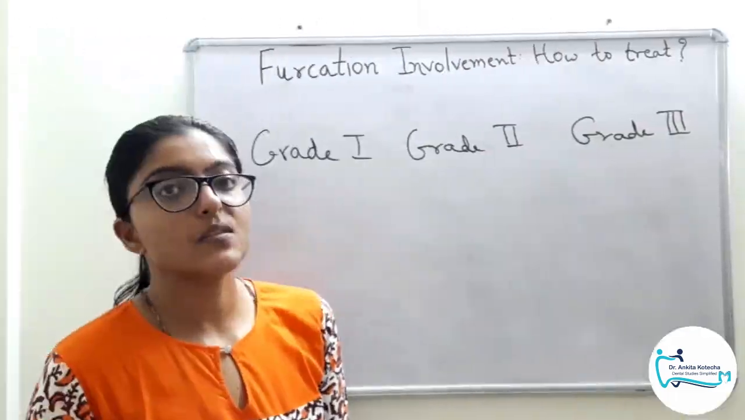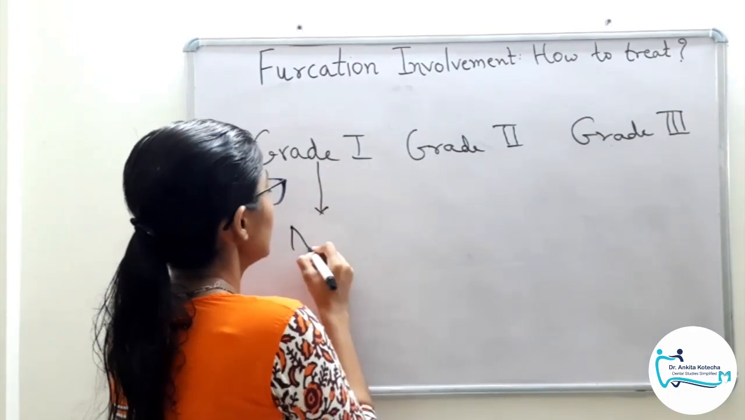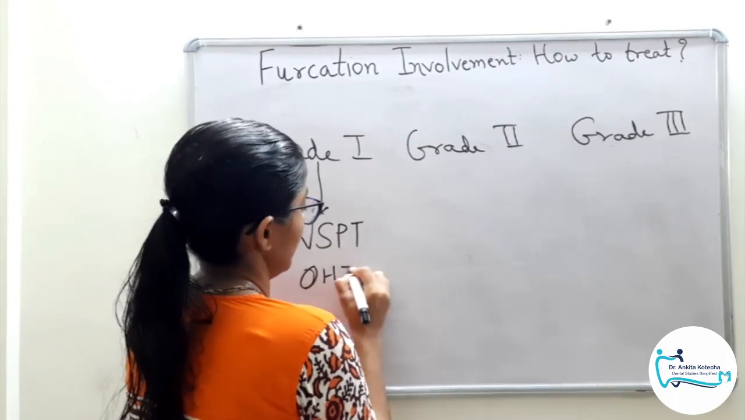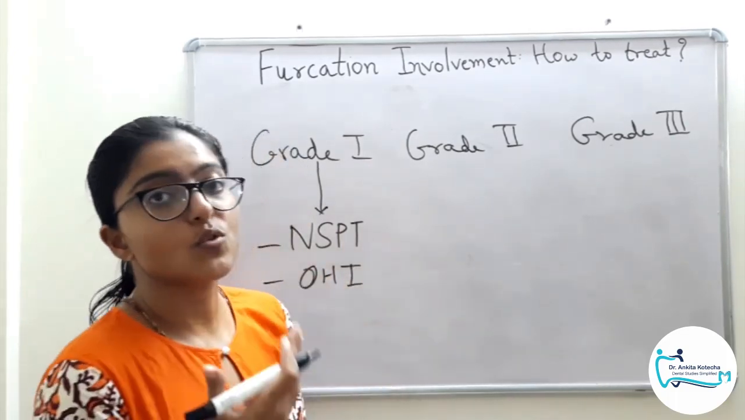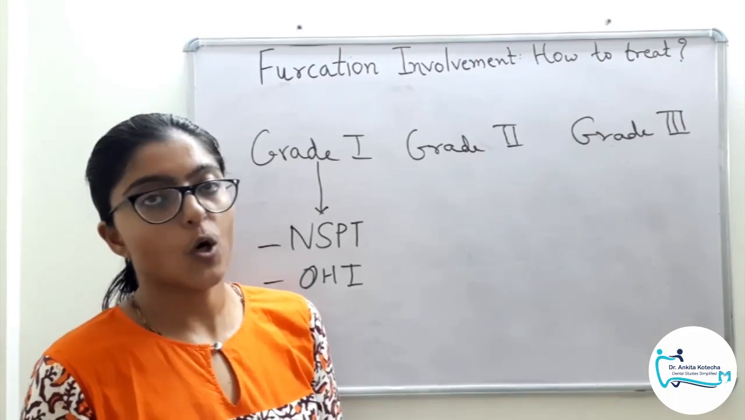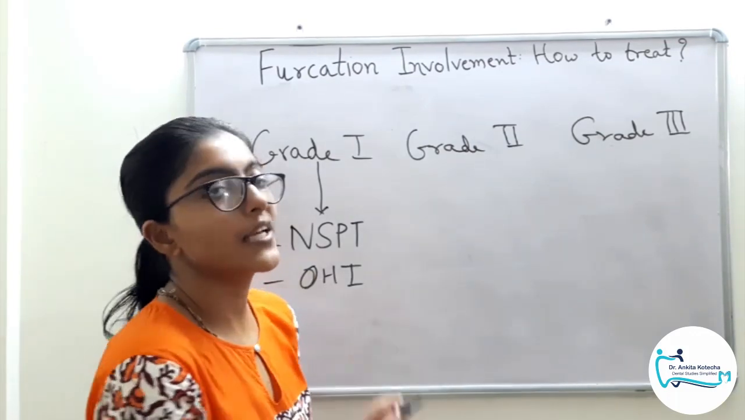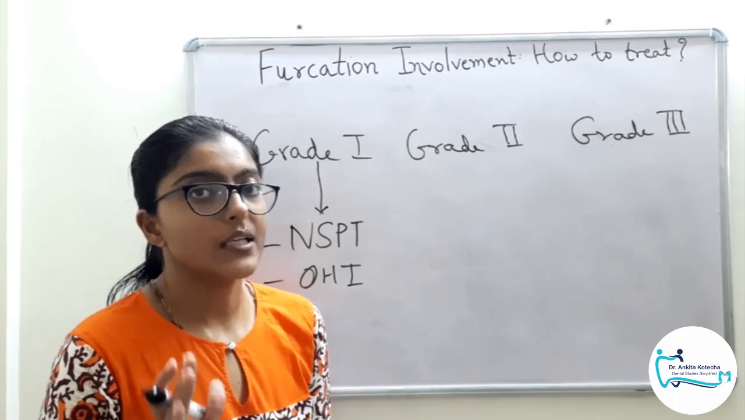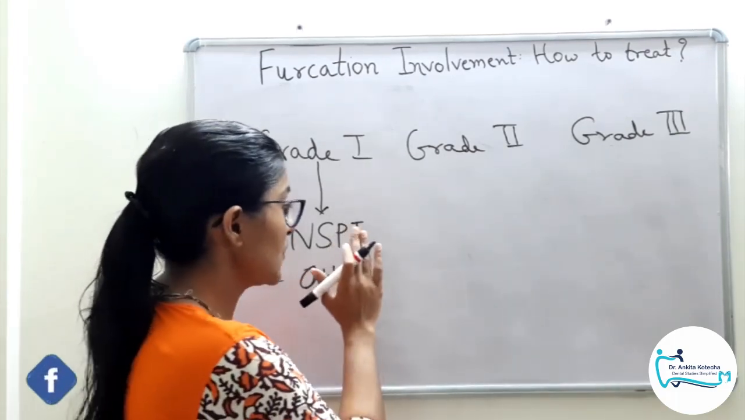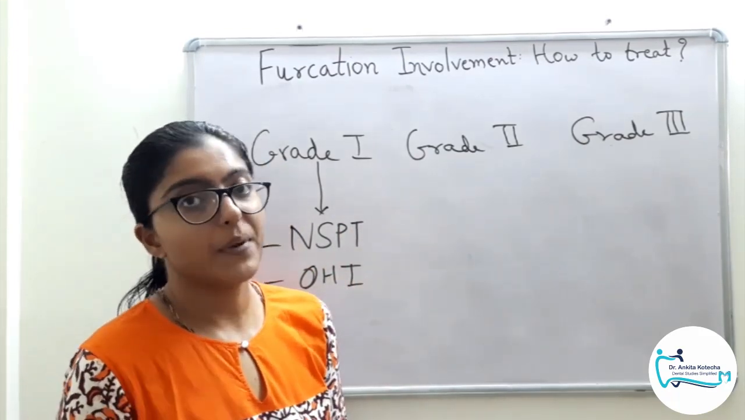So grade 1 is only suprabony pocket. So for grade 1 the treatment plan is non-surgical periodontal therapy and oral hygiene instructions. Clear? So non-surgical can be ultrasonics or hand scalers or combination, whichever indicated in that case, followed by oral hygiene instructions to the patient. Clear? Very simple treatment plan for grade 1 furcation involvement. I repeat, non-surgical periodontal therapy and oral hygiene instructions for patient.